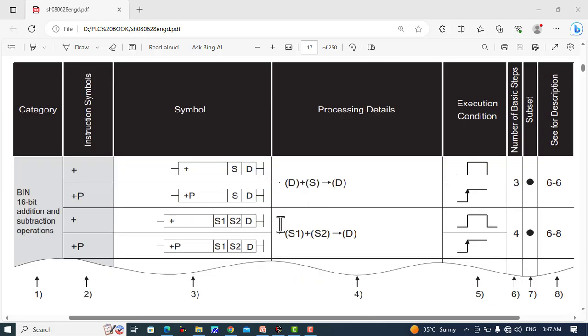First of all, we need to understand that the plus sign is used for the rising edge, and plus P is used for the rising pulse. Here in the symbol, plus is the instruction, S is the source, and D is the destination. Plus and source are always 16-bit instructions and D is always a 32-bit instruction. When D plus S combine, it will give a 32-bit instruction.